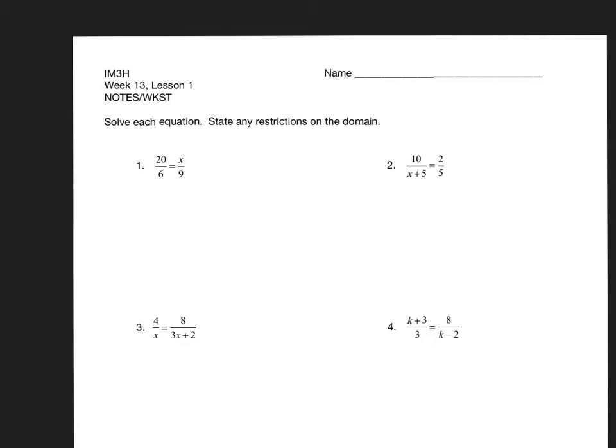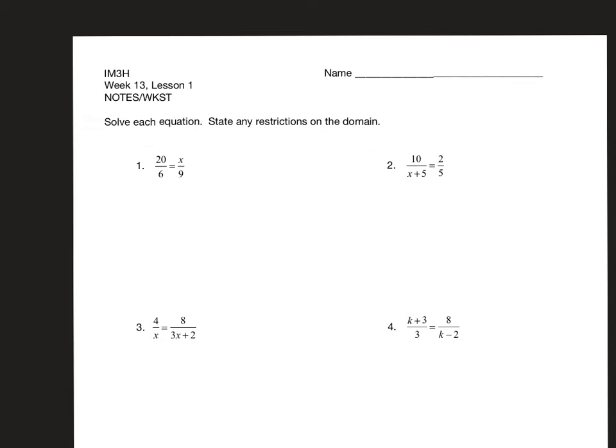This is week 13, lesson 1. Okay, so I'm going to do the top 4 equations here as notes, and then you'll finish the worksheet as the assignment. When you turn this in, make sure you do have the notes done as well, right? So you do have to do 1 through 4 as well.